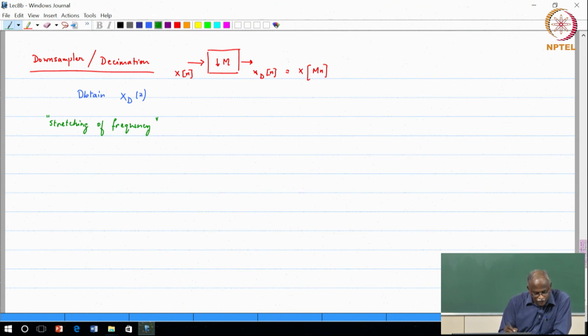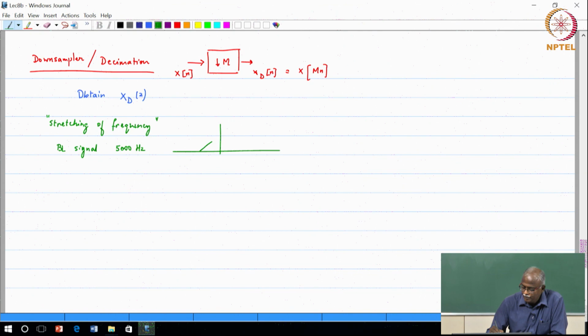Now, supposing I have a band limited signal with the highest frequency component as 5000 hertz. If I were to show it in terms of the spectrum, this is 2 pi times 5000, this is the continuous time frequency, and this will be minus 2 pi times 5000. Now I sample it at the rate of 40,000 hertz. Sampling frequency is 40 kilohertz, the sampling period is 1 by 40,000.